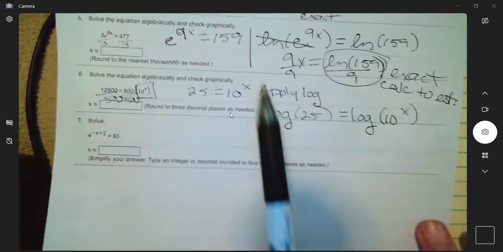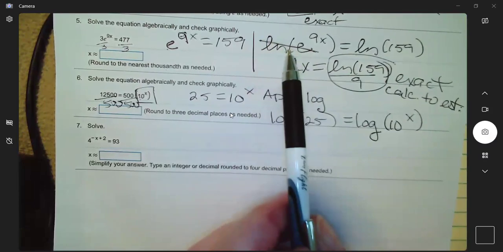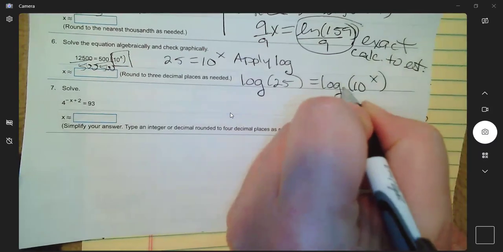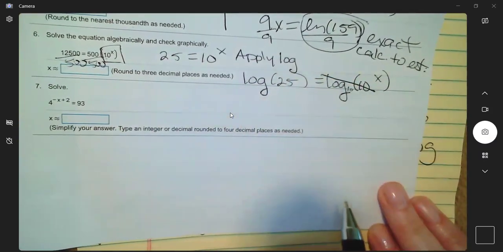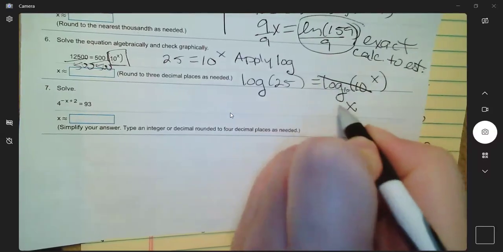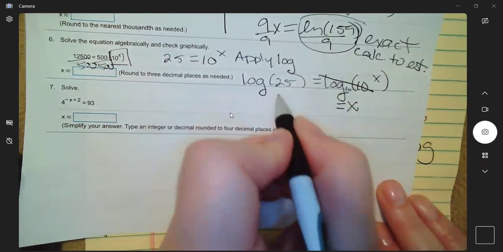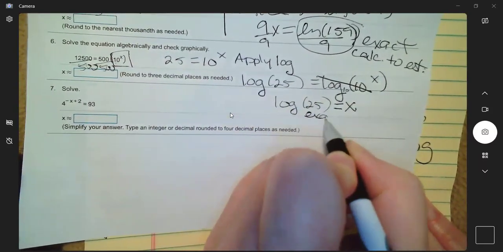Okay, so just like base e and natural log are inverse functions and they cancel out, base 10 and common log, which has sort of an invisible assumed base of 10, they also cancel out. So that means this case is actually solved. The x up in the exponent, that's all there is. X equals this, common log of 25. Okay, so that's my exact answer.